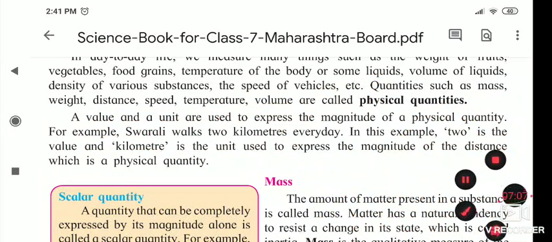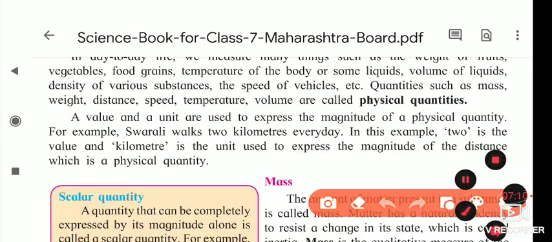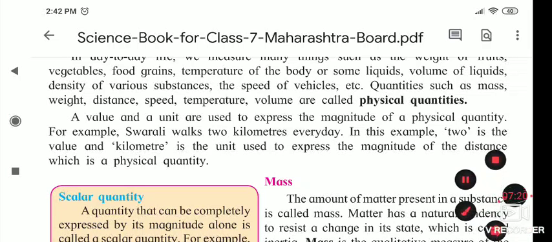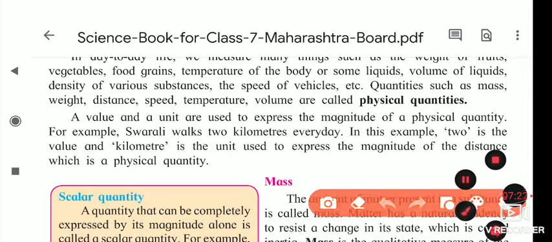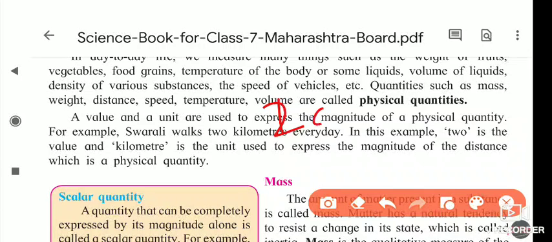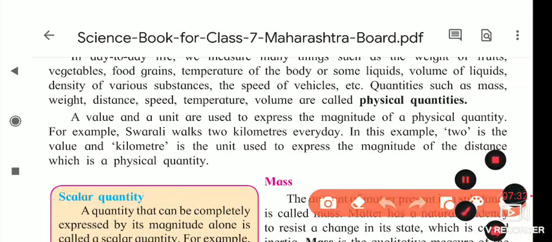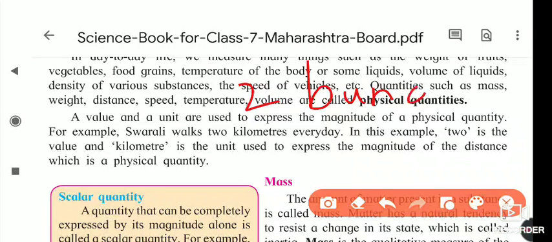How many liters of milk do you have to bring from the dairy? 5 liters. So 5 is the quantity, liter is its unit. Again, what is the distance between two places? Suppose Mumbai to Pune, it is 200 kilometers. So 200 is the value and kilometer is its unit. How much coriander do you want? 2 bunches. So 2 is the quantity and bunch is its unit.